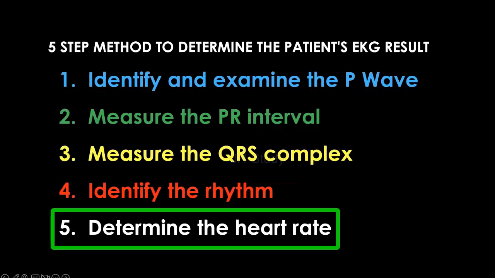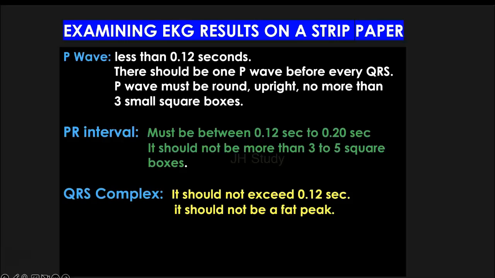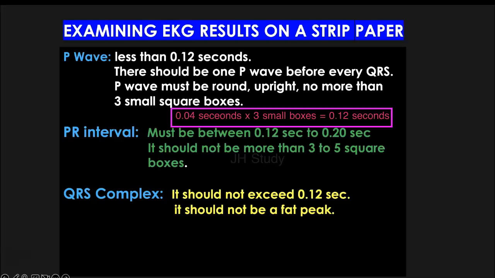Determine the heart rate. Okay, for a regular rhythm, you first examine the P wave, which represents the atria depolarization. The P wave should be less than 0.12 seconds. Remember, we said one small square box corresponds to 0.04 seconds. So, how many small boxes correspond to 0.12 seconds? Yes, 3 small square boxes. You got that right. The P wave should not be more than 3 small square boxes.